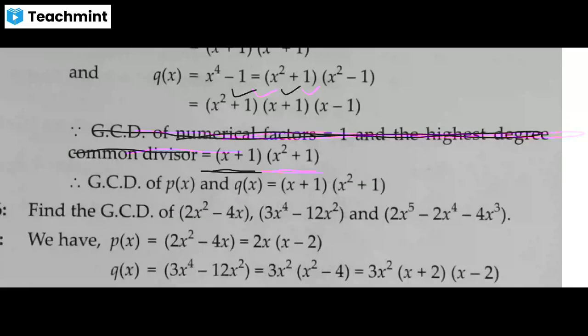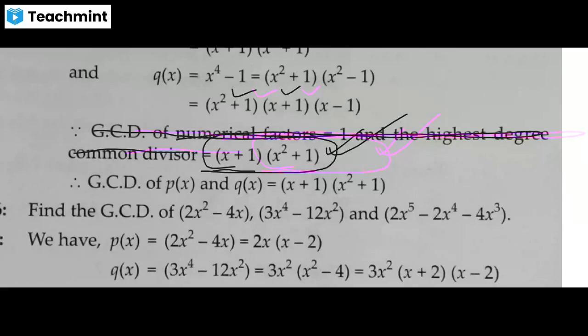GCD: the common factors are x plus 1 and x square plus 1. X plus 1 into x square plus 1. And I told you we need not multiply. Write your answer like this only. No need to multiply these two factors, x plus 1 and x squared plus 1. This is the answer, GCD. So that is just for your understanding.